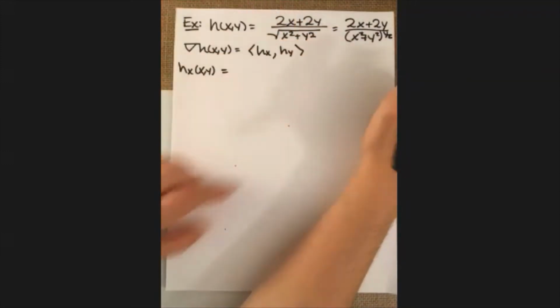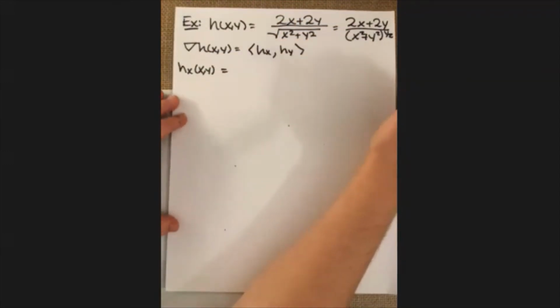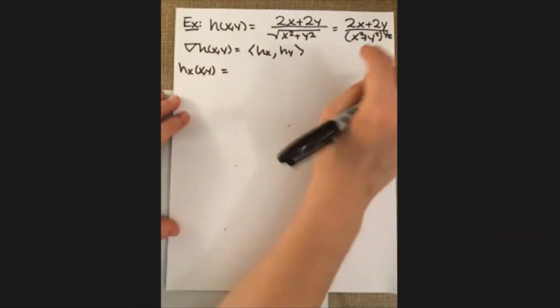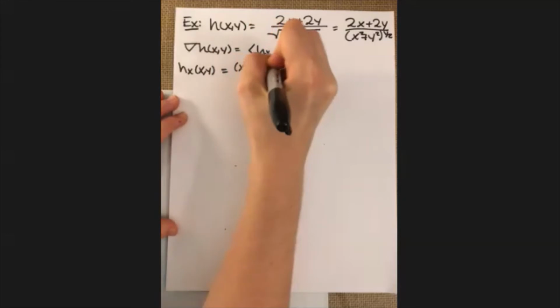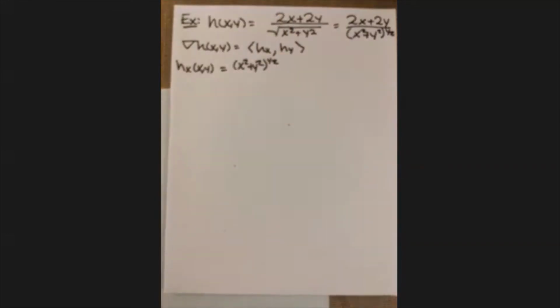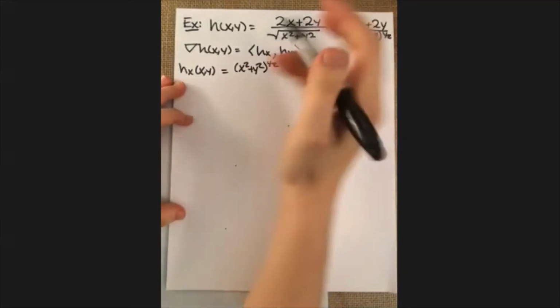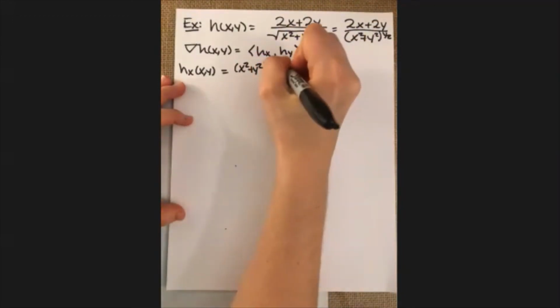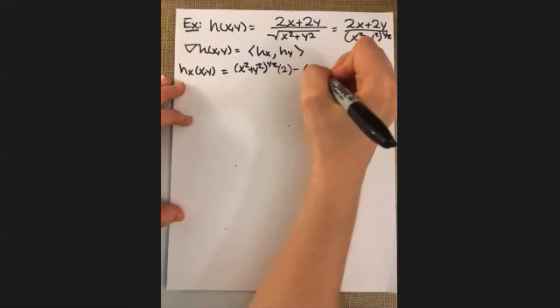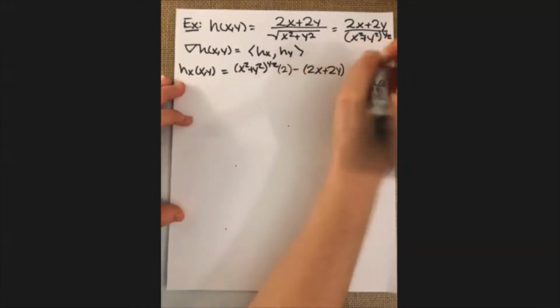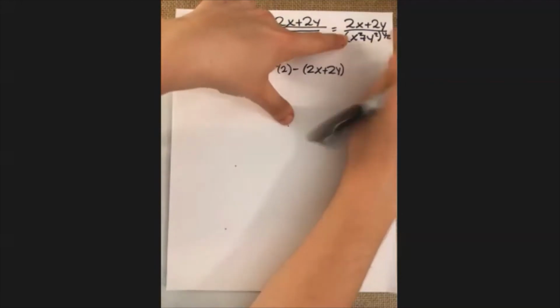And since there is an x in both the top and in the bottom, we're going to have to apply our quotient rule, which says that we take the bottom, so (x squared plus y squared) to the 1/2, times the derivative of the top, which is just going to be 2, and then minus the top, times the derivative of the bottom. And here we're going to have to apply the chain rule.